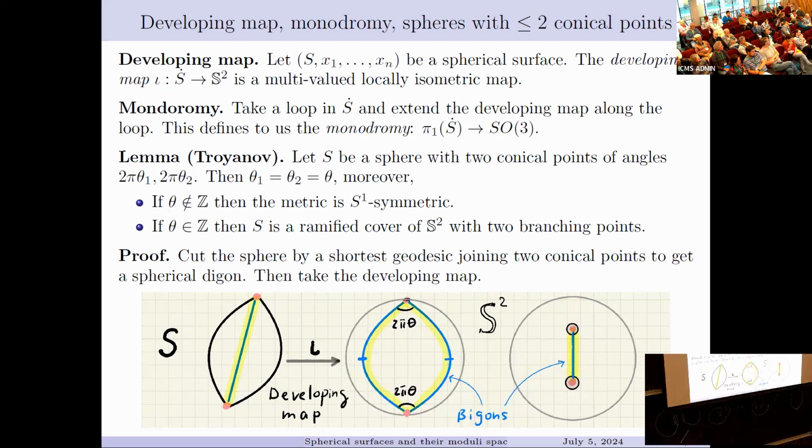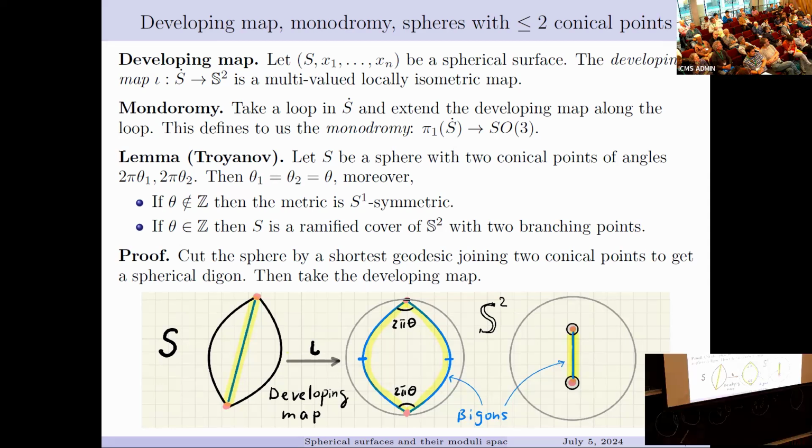Can I ask a question? Yes. Angles are supposed to be positive, right? That's right. In the lemma, actually, it means the natural number. You're right. Thank you very much. I should have said the angles are positive. You're right. So it should be a non-integer, and theta. You're totally right. Thank you.